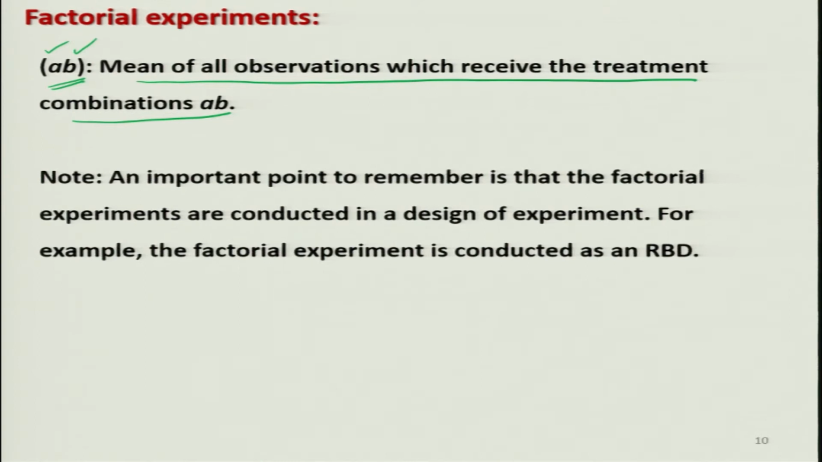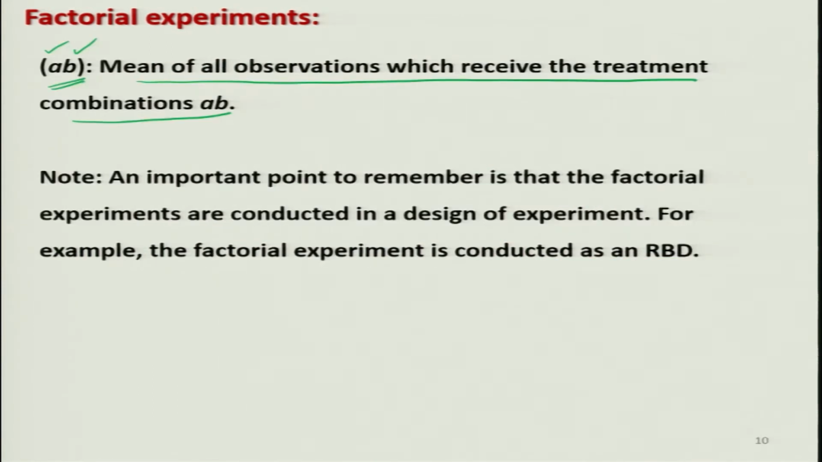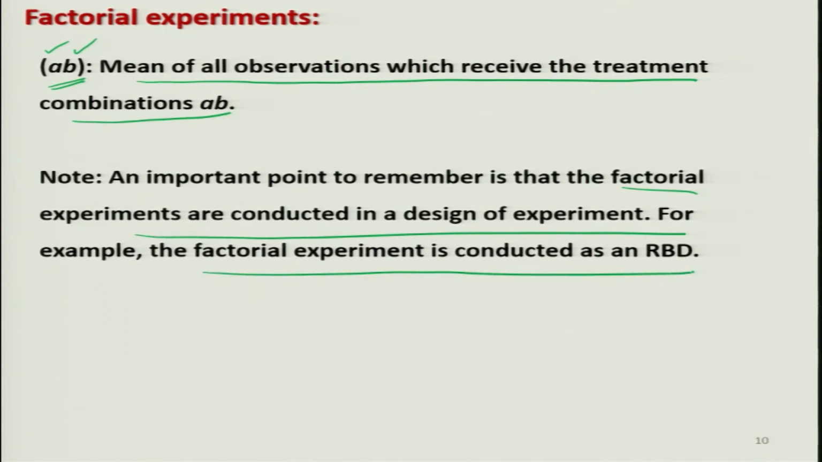When you repeat this experiment, for example the experiment I have shown here with 2 levels of temperature and 2 levels of fertilizer, you give this treatment combination, for example AB, in different plots or different experimental units. Then this is going to indicate the mean. A very important point to remember is that factorial experiments are conducted in a design of experiment. For example, the factorial experiment is conducted as an RBD, inside a randomized block design. So that is what you have to keep in mind.